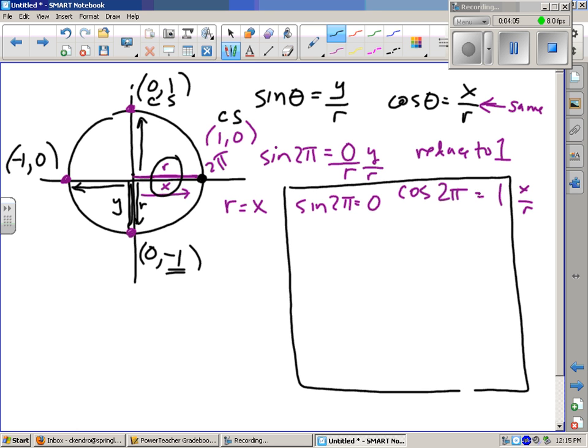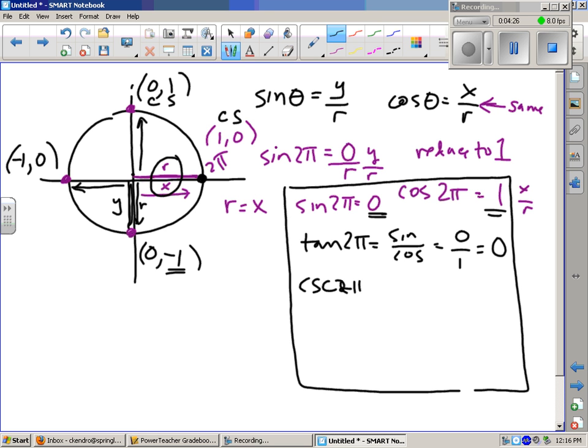Now let's figure out the other ones. What about tangent of 2 pi? Tangent, remember, is sine over cosine. So if I take the sine from this answer and the cosine from this answer, I get 0 over 1, which is 0. Now, about the evil twins.